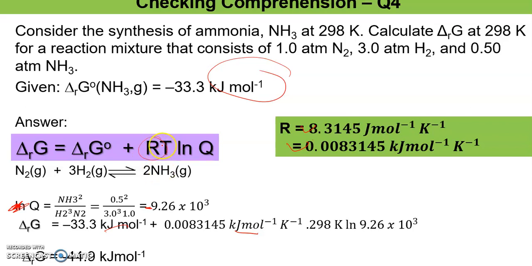Sorry, R is the gas constant, T is our temperature, and again we need to make sure our temperature must be in Kelvin because of the dimension, and then ln Q, so we already calculated this one, so just put it here. And then our final equation gives the energy of the reaction equal to negative 44.9 kilojoules per mole.